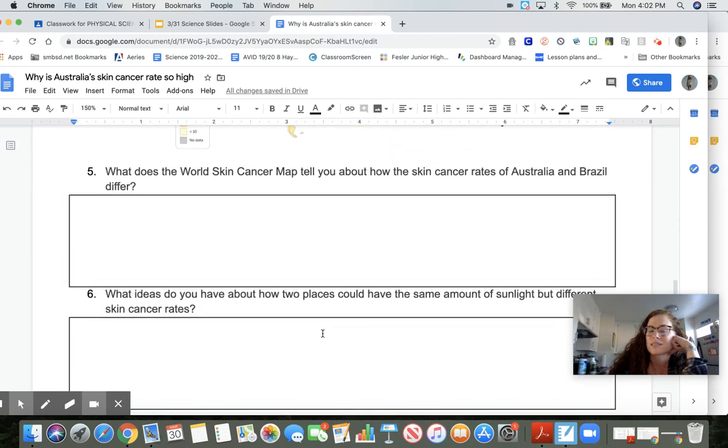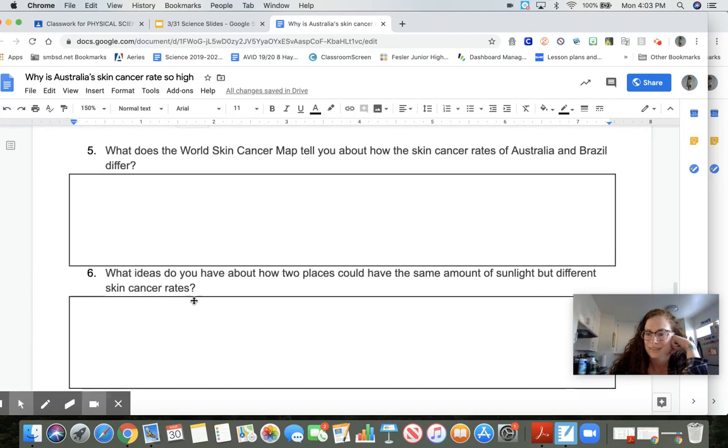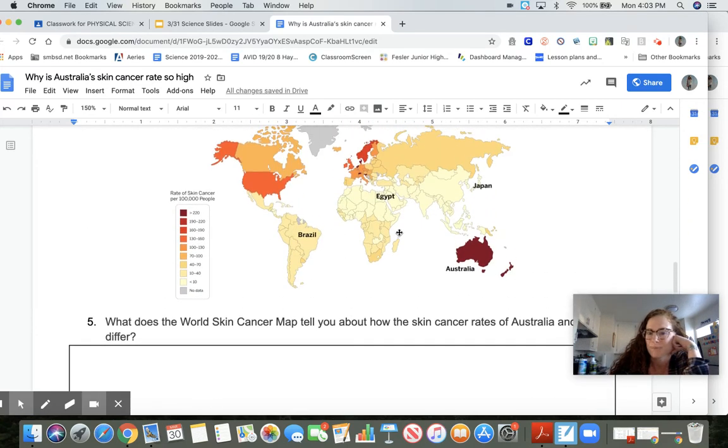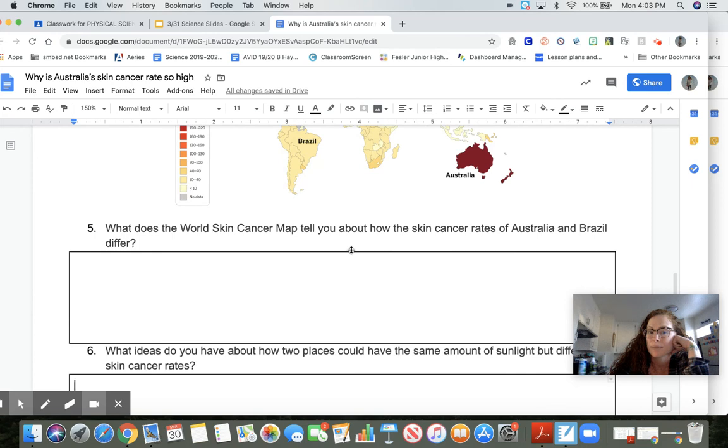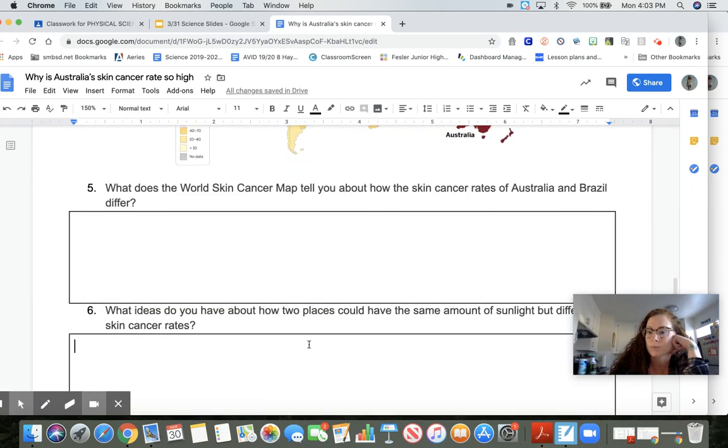And then for this one, I don't expect correct answers yet. This is what we're going to lead into in chapter 2 and 3. But I want to know, do you have any ideas about how two places could have the same amount of sunlight but different skin cancer rates? Can you think of any reason why that might happen? Again, I am grading 1 through 5 for correctness. On number 6, I want to know your thoughts.